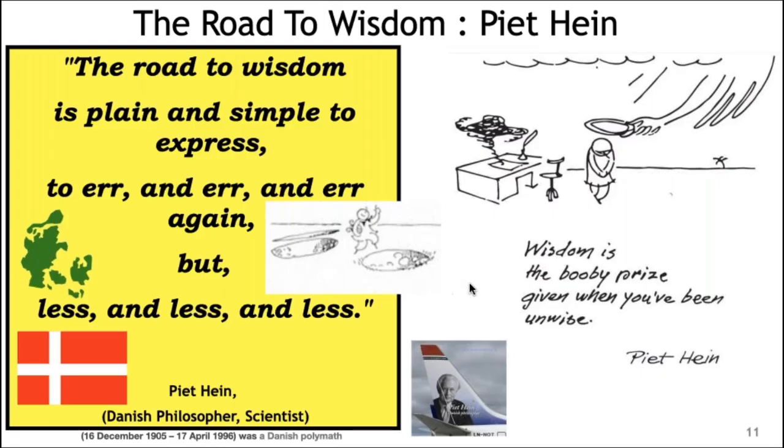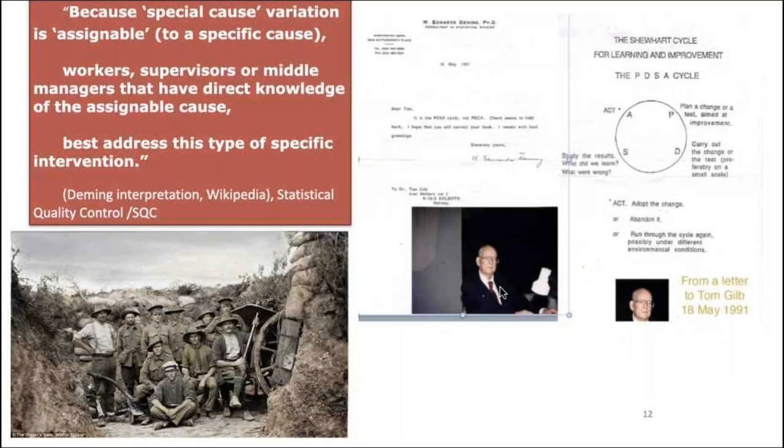And I found another corresponding one, and these are drawings done by Piet Hein himself. This is him on the back of a Norwegian aircraft. Wisdom is the booby prize given when you've been unwise. Well, something good comes no matter what bad stuff happens. We just need to learn from it.